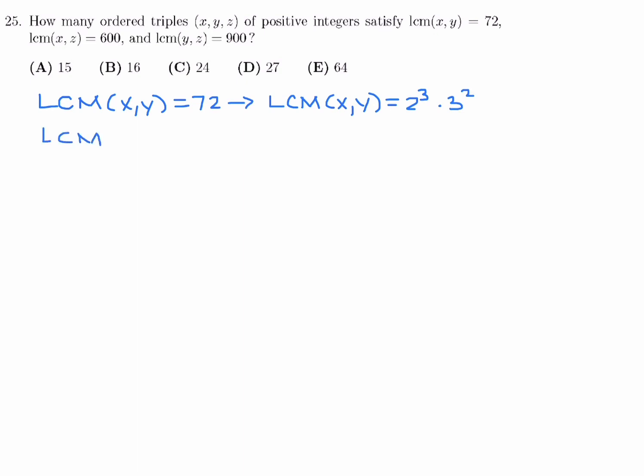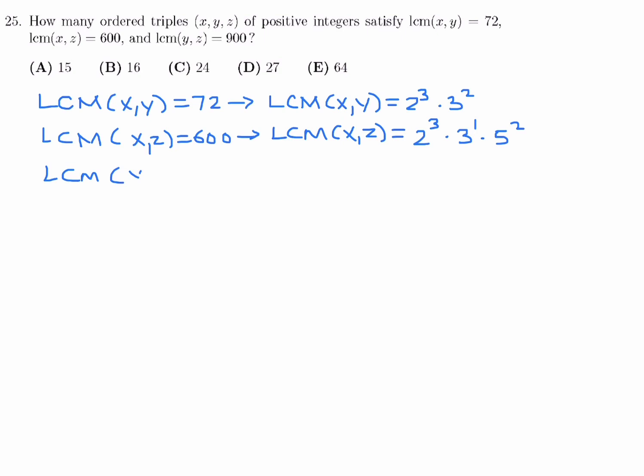All right, moving in the same way, the next one is xz, and that's 600. So the LCM of xz, the prime factorization of 600, would be 2 to the power of 3 times 3 to the power of 1 times 5 to the power of 2. And then the LCM of the next one is yz, and that's 900. Breaking that up into prime factors, we would get 2 to the power of 2, 3 to the power of 2, and 5 to the power of 2.